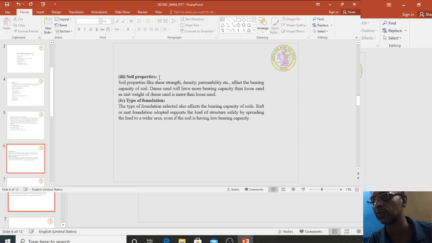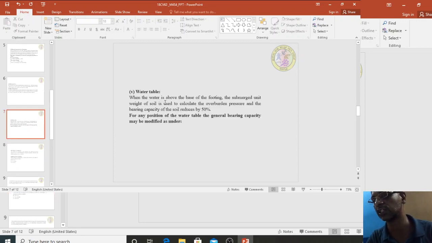Next is type of foundation. The type of foundation selected also affects the bearing capacity of soil. A raft foundation or mat foundation is adopted to support the load of the structure safely by spreading the load over a wider area, even if the soil has low bearing capacity. In low bearing capacity soil, if you provide an isolated footing, the load carrying capacity is reduced, whereas if you provide a raft foundation, load carrying capacity increases. That's why the type of foundation also plays a role.